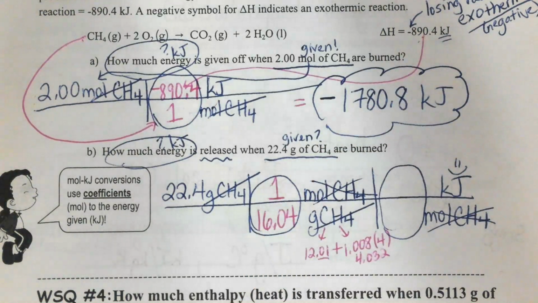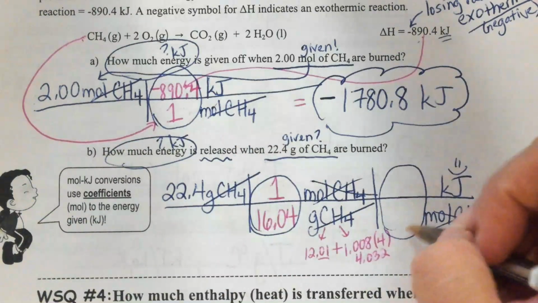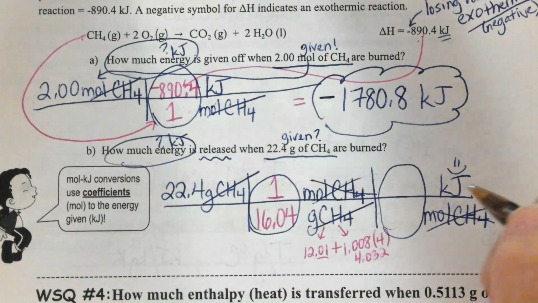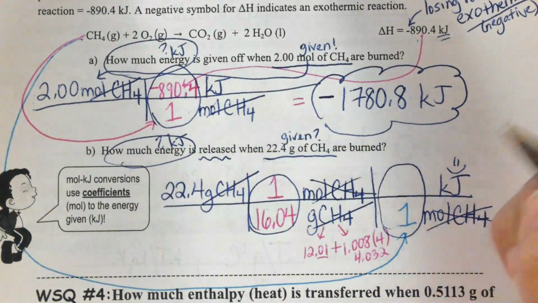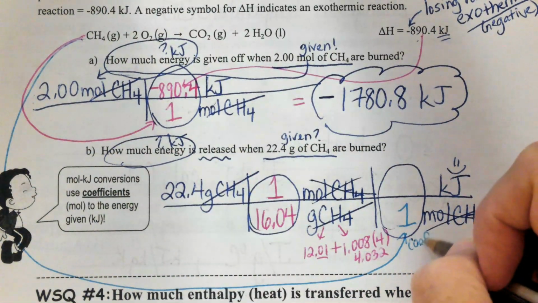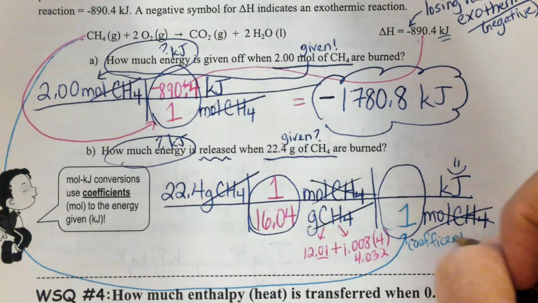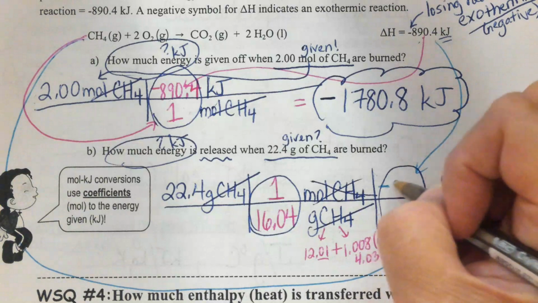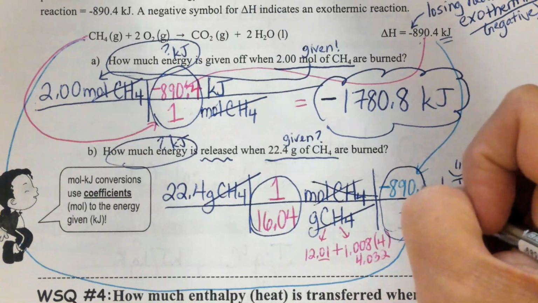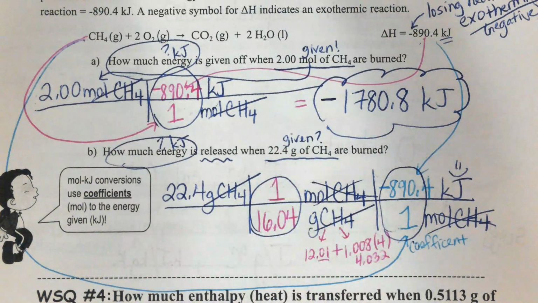And then this is even easier over here because mole to kJ is the coefficient. So it's going to be the same. We're going to take the methane coefficient of 1. That is a coefficient and not just a 1 like over here. It's different. And then kJs, again, just plugging in that number, 890.4. And then we're only left to do our calculating.